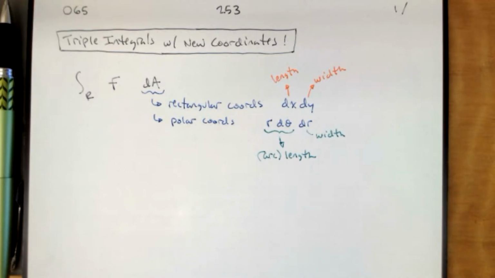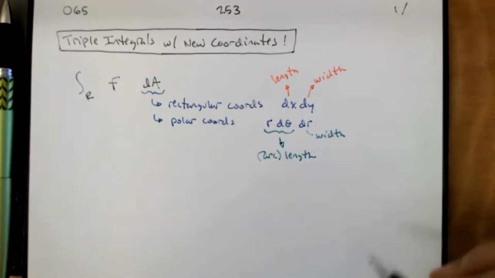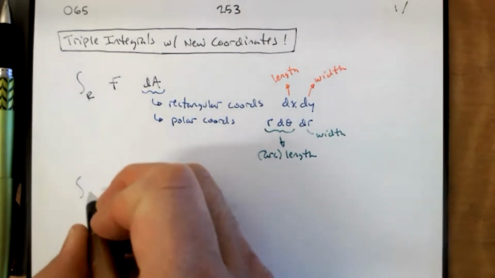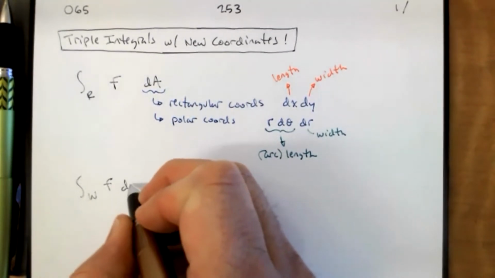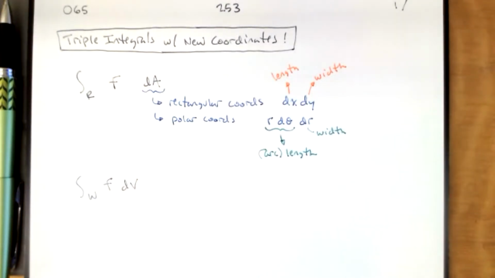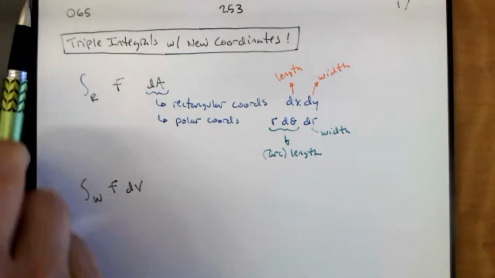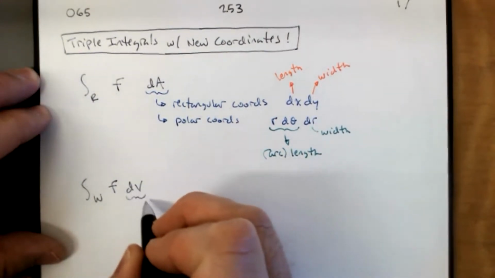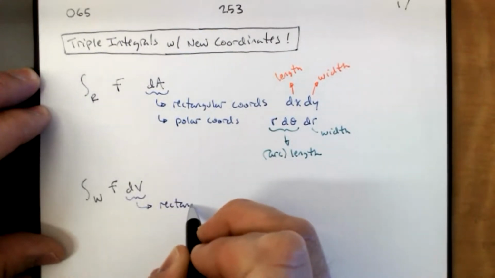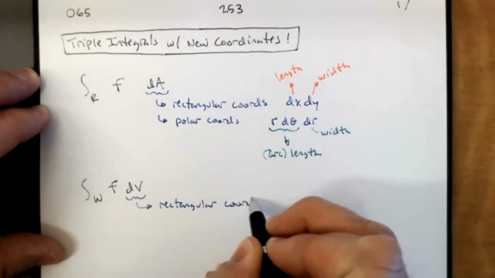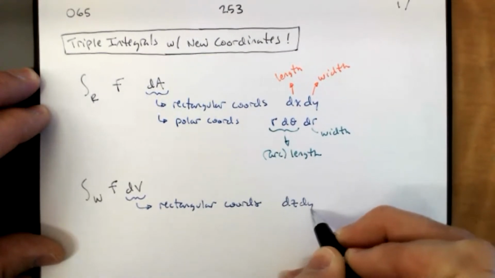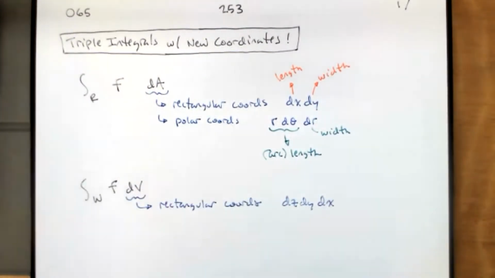Now we want to move on to triple integrals. So we're going to have 3 coordinates. In rectangular coordinates, we just get x, y, and z. So a triple integral in rectangular coordinates, where we have a dv, we can write the dv in rectangular coordinates, and that's where we started. So in rectangular coordinates, we have dz, dy, and dx.